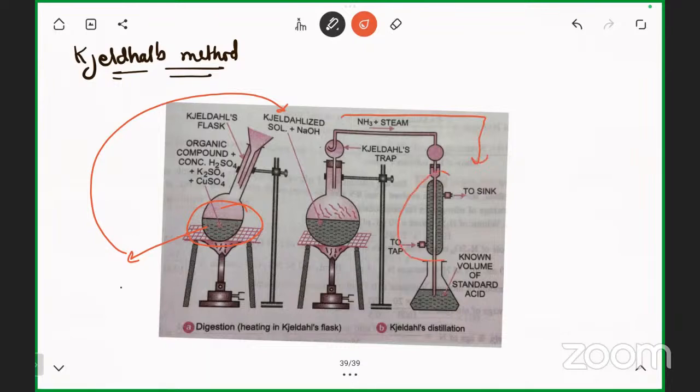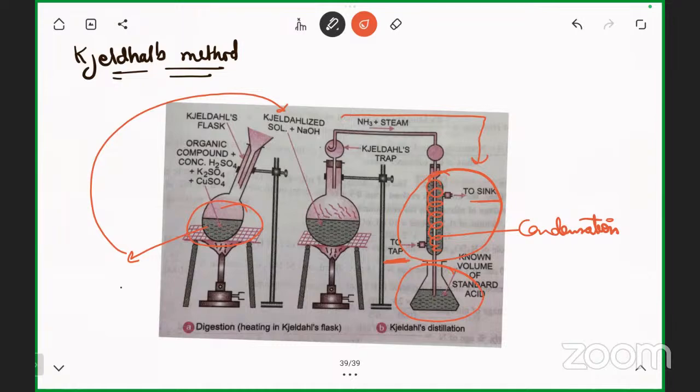This is a condenser over here, and from the tap cold water will come here, and to the sink hot water will go, and a condensation process occurs here. After the condensation we have a known amount of standard acid. It's a sort of titration. So this is a particular way to do the Kjeldahl process.